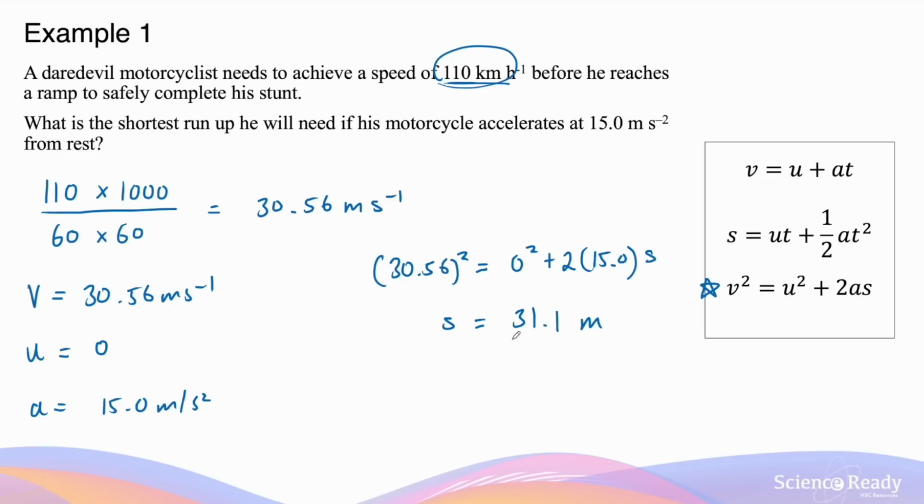So the motorcyclist will take 31.1 meters of run-up in order to accelerate from an initial speed of 0 meters per second to a maximum speed of 30.56 meters per second.